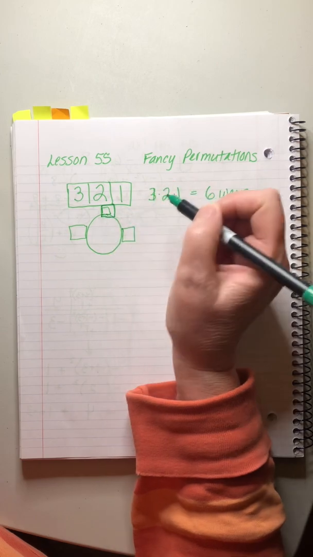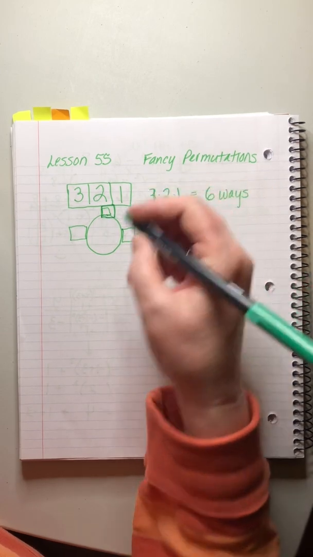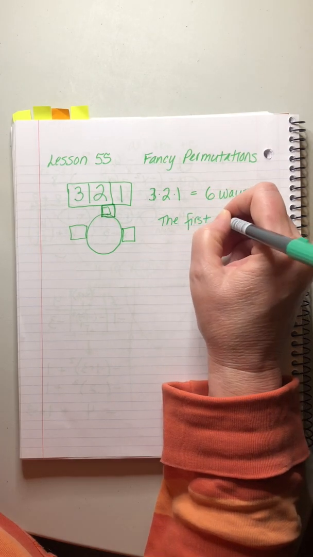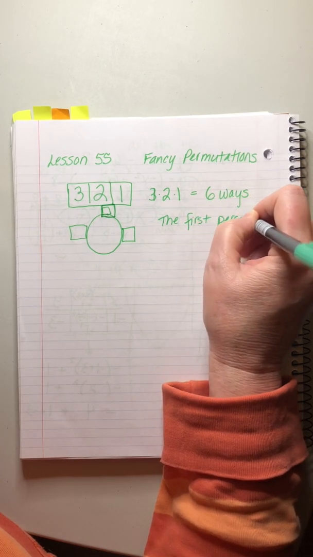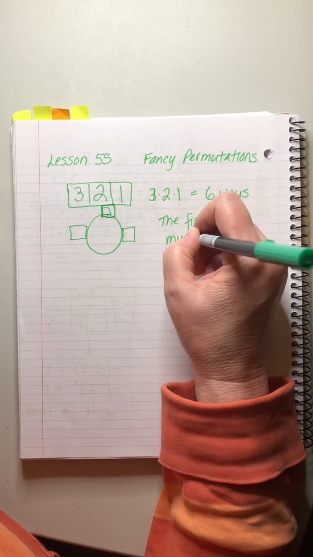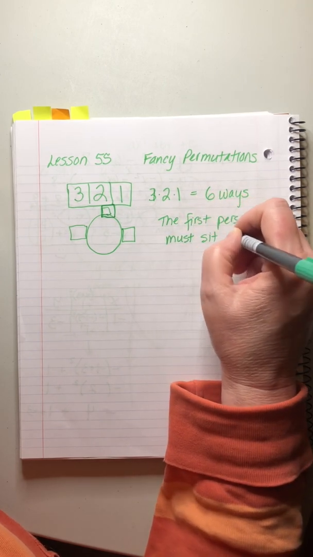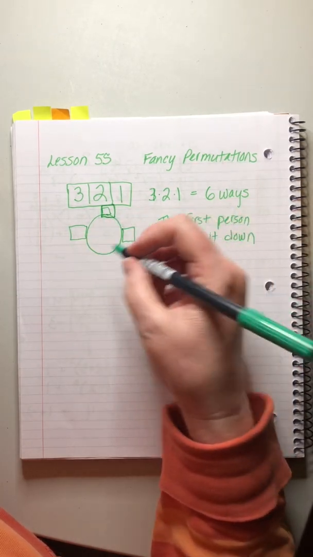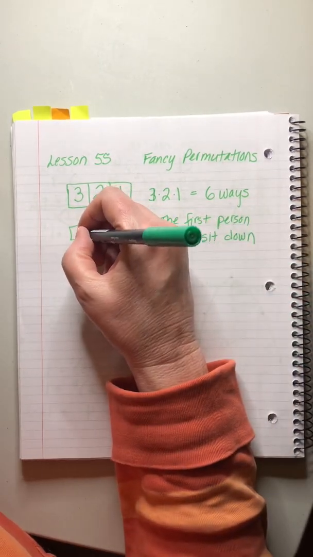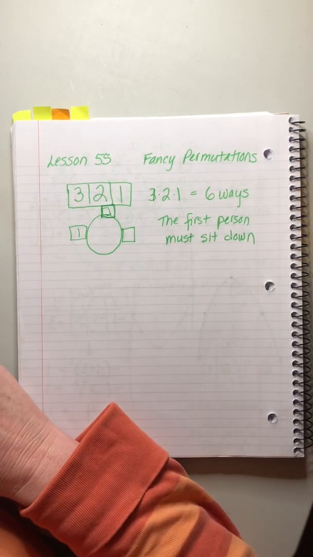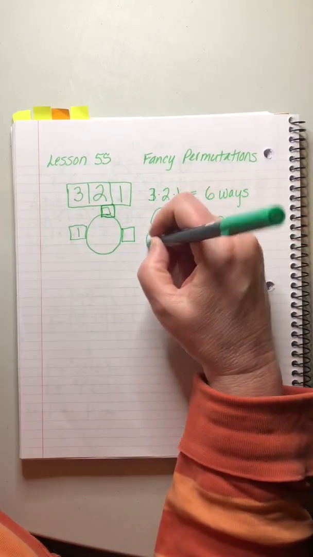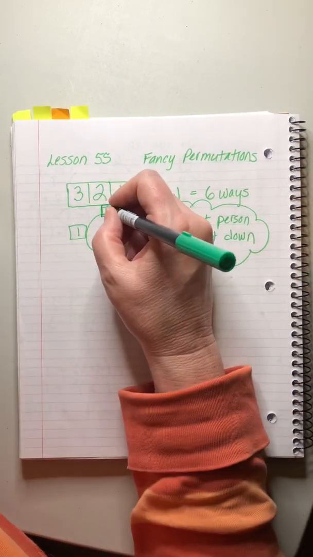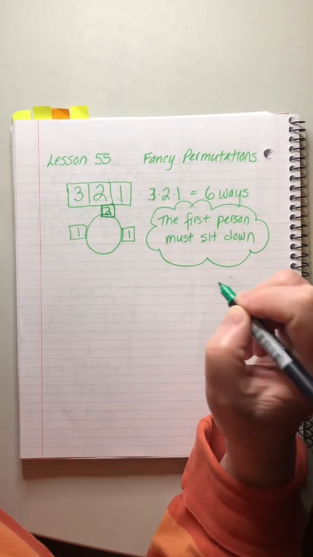So when we are doing a circular permutation, this is the rule. We have to have someone sit down first. Somebody just has to sit down. Doesn't matter which chair, but we have to pick one seat and just say one. Somebody sits there. That's it. Okay? Now when we go to the next seat, well, there's 2 choices, and then there's 1 more choice.